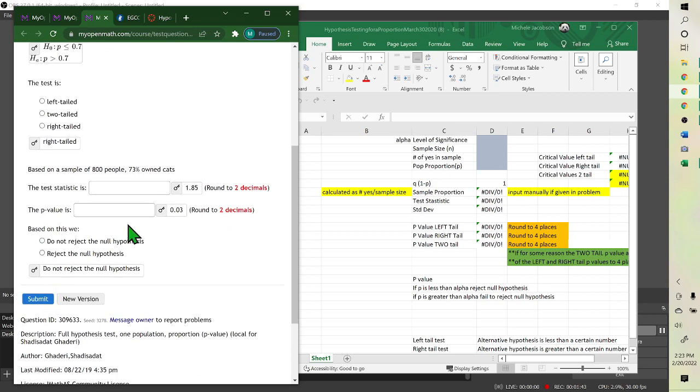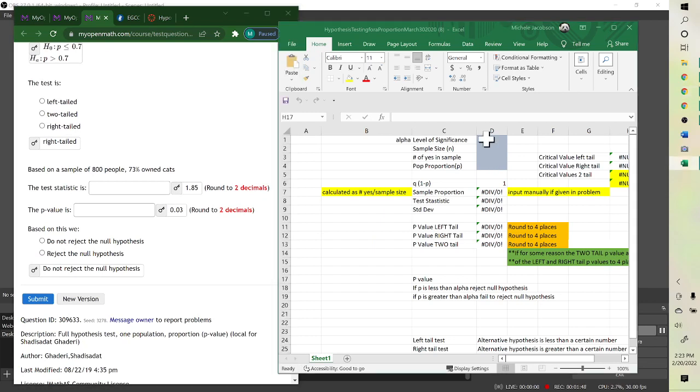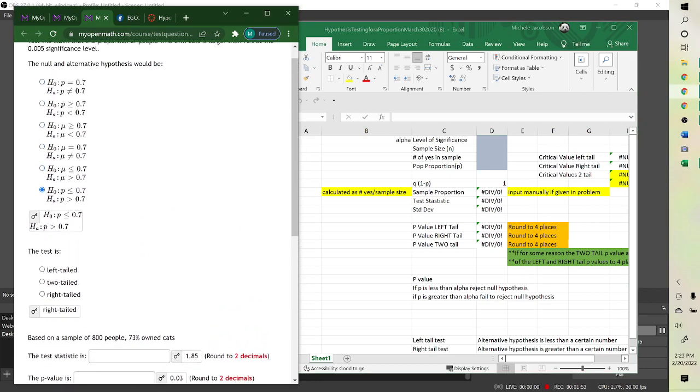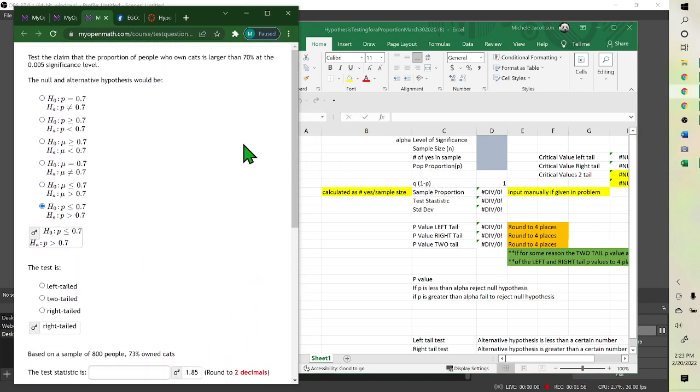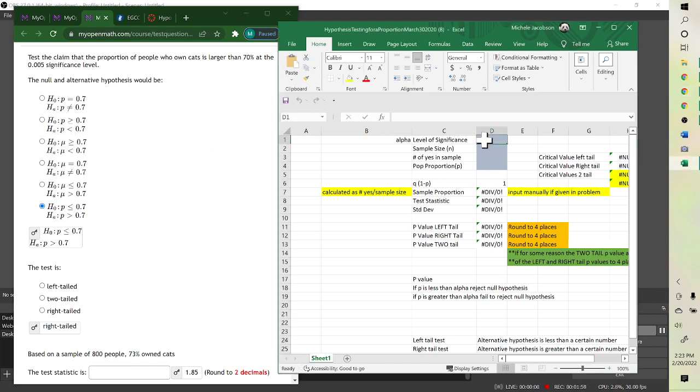Now to find the test statistic and the p-value, you can use this table and you plug in this blue area. Our level of significance was, I thought it was 0.005. Let's go back up and check. Yeah, 0.005. Sample size was down here, 800 people. The number of yeses, 73%. So we want 73%.